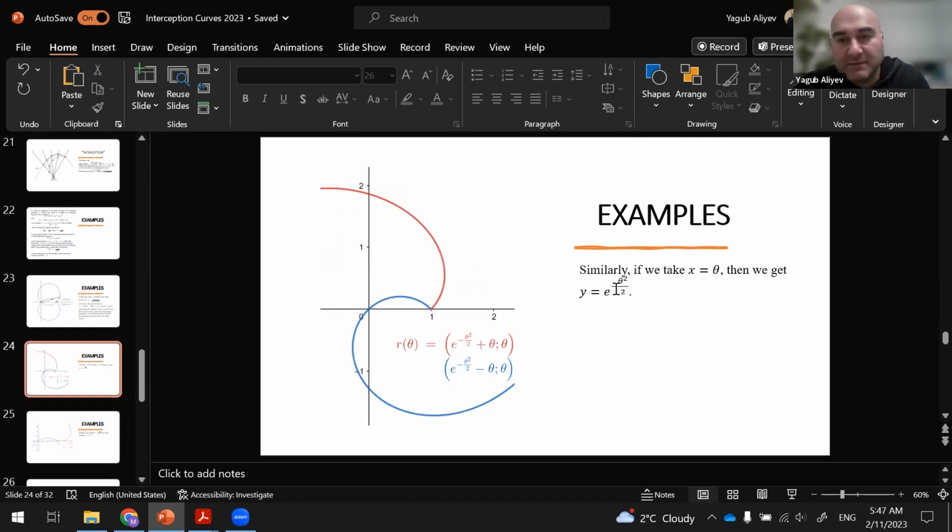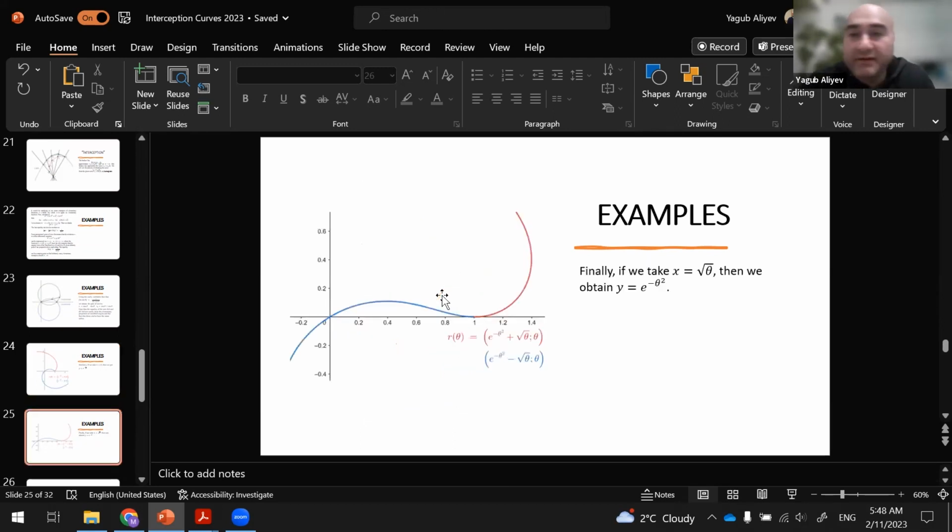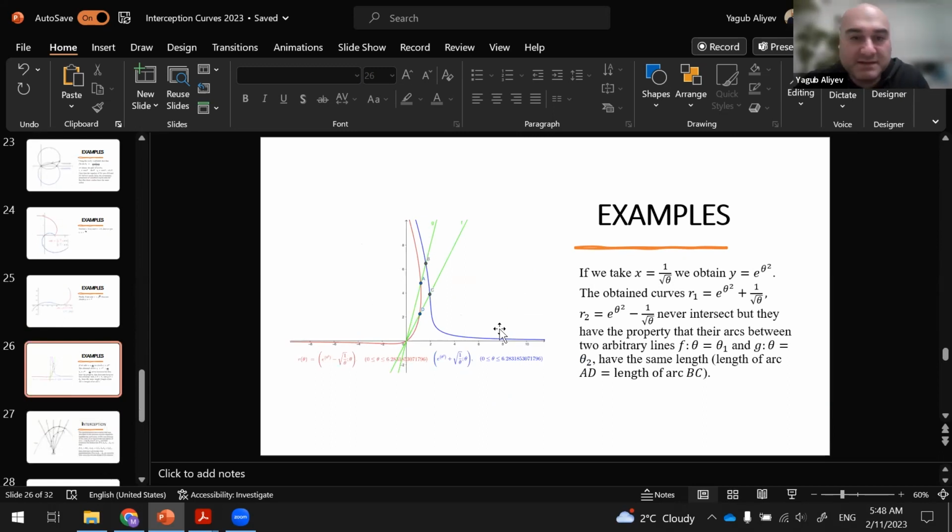I found also other examples. When x is theta and y is minus theta squared over 2, the curves look like this. So they enjoy the property that whenever you draw a straight line from the origin, the parts of the curves are equal to each other. Okay, interesting. More examples: x equals square root of theta, then y is equal to minus e to the minus theta squared. More examples. This time the curves do not intersect, they just go to infinity, and x equals 1 over square root of theta and y equals e to the theta squared.